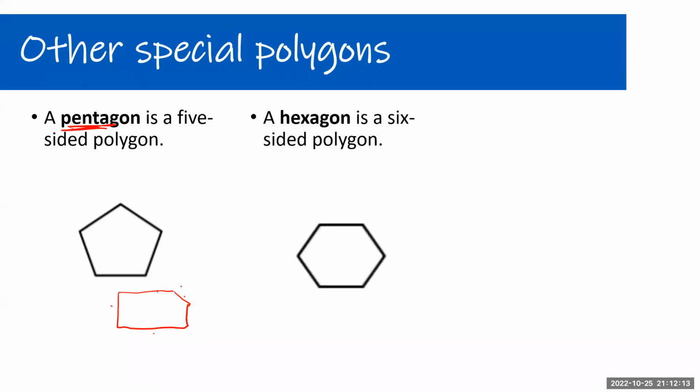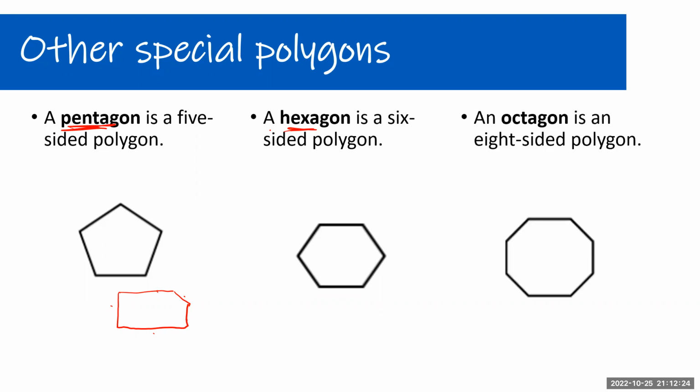A hexagon, hex means 6, is a 6-sided polygon. Again, it doesn't have to be this pretty. Any polygon that has 6 sides is a hexagon. And everybody's familiar with the octagon. It's an 8-sided polygon. What do we always think about with an octagon? We always think of our stop sign. Octa means 8. That's where octagon comes from.